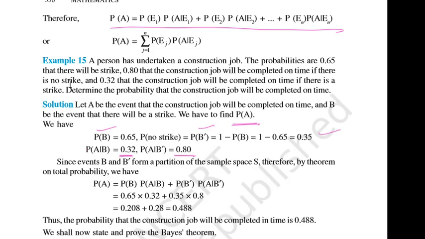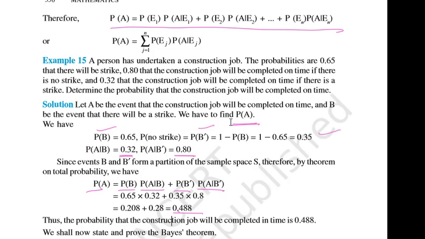Using the total probability theorem, the possibility of A will be the possibility of B into the possibility of A by B, plus the possibility of B complement into the possibility of A by B complement. This is what we discussed in the total probability theorem, and we have all these values. So put these values in, and we get 0.488. So this 0.488 is the possibility of getting the job done. The probability that the construction job will be completed in time is 0.488. So this is one part.